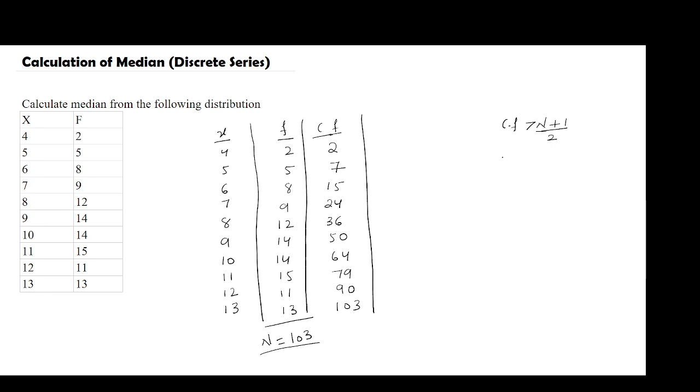Now I have to check whether this cumulative frequency is greater than (n plus 1) by 2. N value is total of frequency, that is 103 plus 1 divided by 2. So cumulative frequency greater than 104 divided by 2. So 104 divided by 2 is 52.